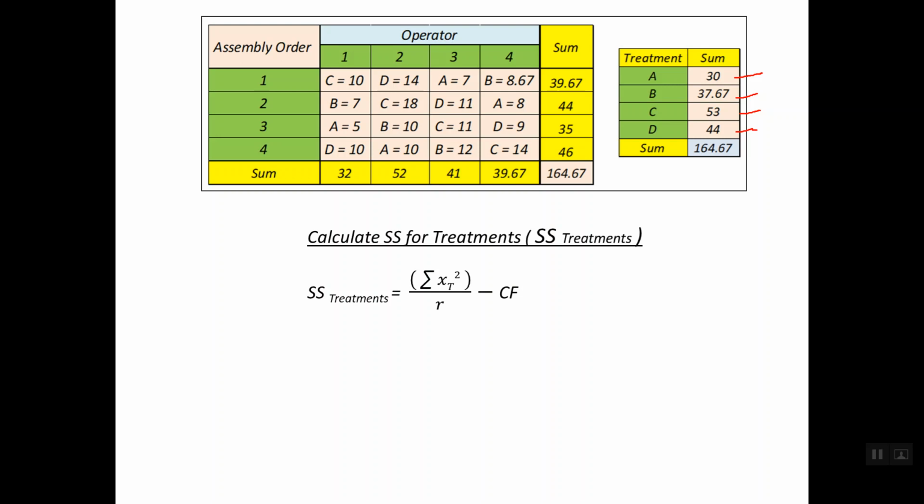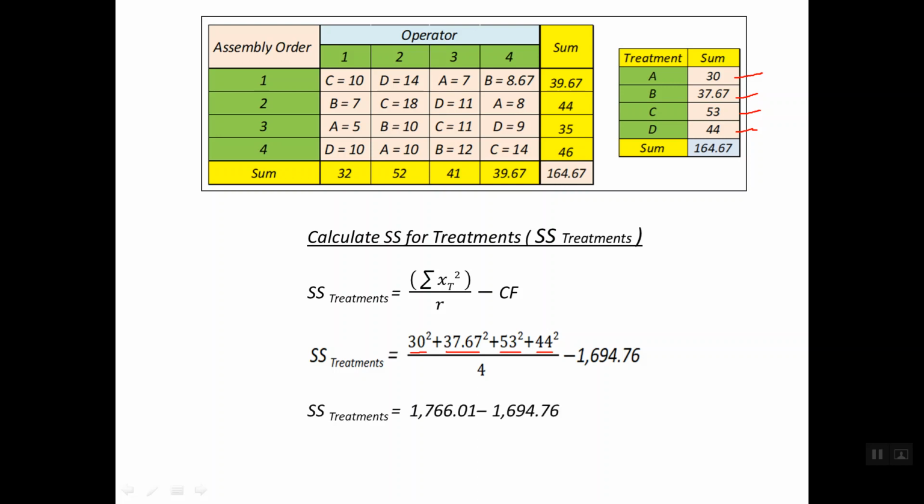This is the formula to calculate the SS for the treatments. This is the total observation for treatment A. This is for treatment B. This is for treatment C. And this is for treatment D. Divided by R, which is 4, minus the correction factor. If you proceed, you will get the value of the SS for treatments, which is 71.25.